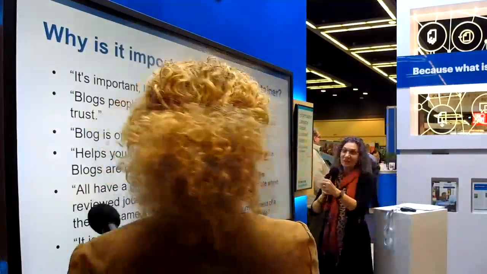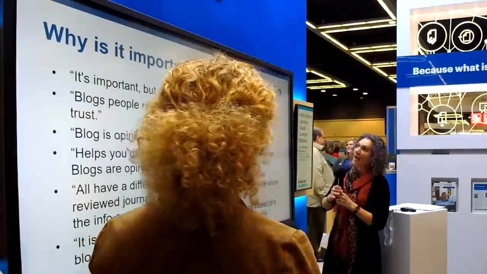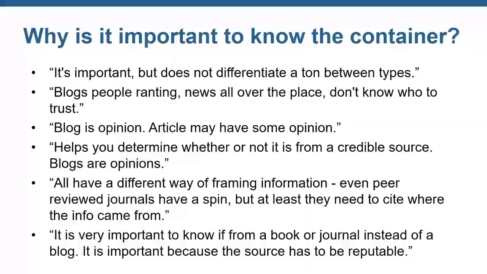And so then, did you want to add anything? No. And then we asked, why is it important? If they said it's important to know the container, we asked, okay, why is it important to know the container? And these are some of their responses. It's important, but does not differentiate a ton between types. Blogs, people ranting, news all over the place, don't know who to trust. Blog is opinion, article may have some opinion. Helps you determine whether or not it is from a credible source.